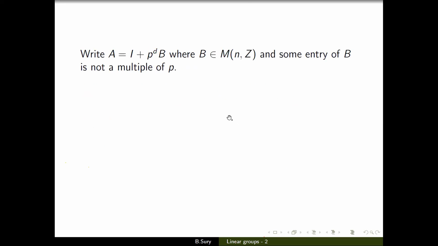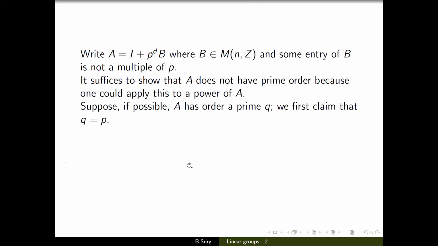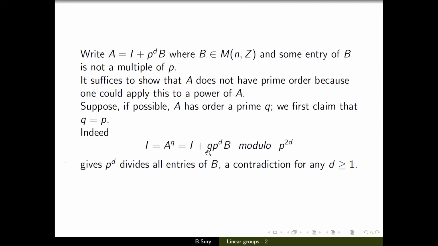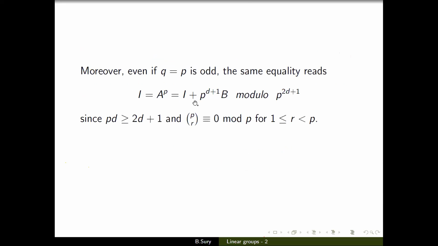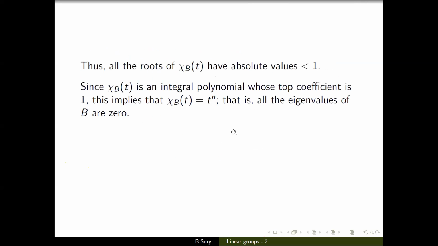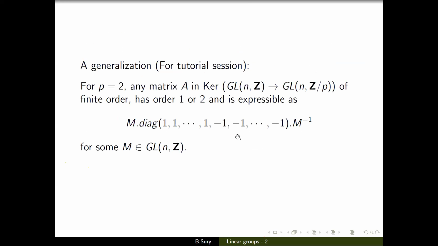So you take A, write the matrix in the form I plus P power d times B, taking out the full power of P which is common to all the entries. That's what this means. And then if A has some prime order Q, first you check that Q must be P, because if Q is not P, this kind of equality will tell you P power d will divide B. It is a contradiction. When Q equals P, then you get P power d plus 1. Then again, you get a contradiction when the prime is odd. And then for 2, you do have something like this.